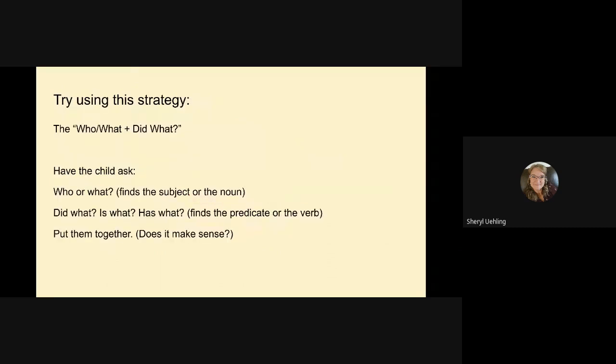Now, you can try this out using this strategy. You can think the who, what as your subject or your noun, did what as your predicate or your verb. Have your child ask these questions, whether they are reading a sentence and trying to identify it or they're trying to write one. Who or what finds the subject or the noun. Did what, is what, or has what finds the predicate or the verb. Put them together, and does your sentence make sense?